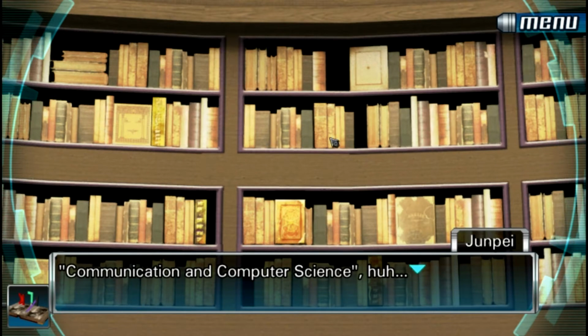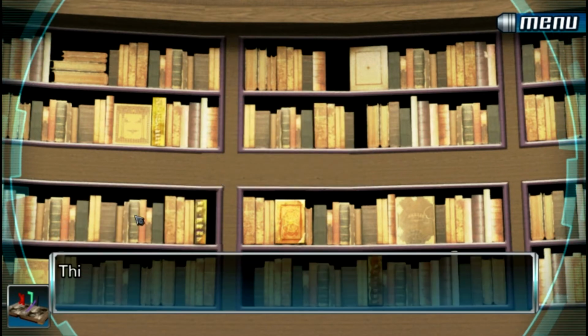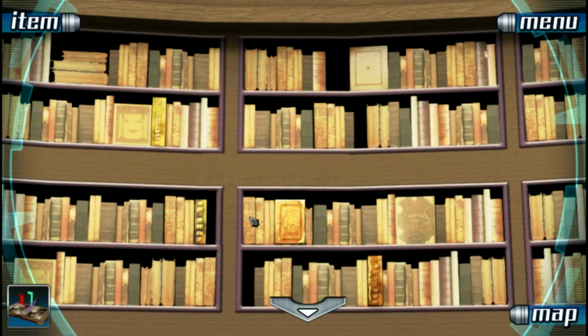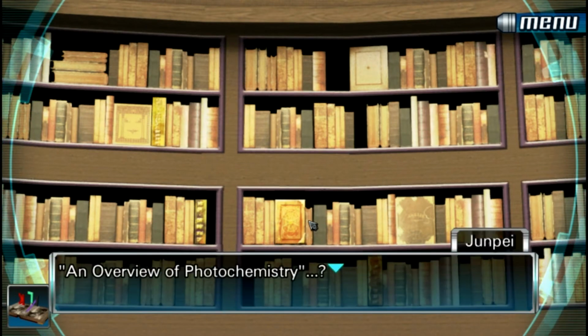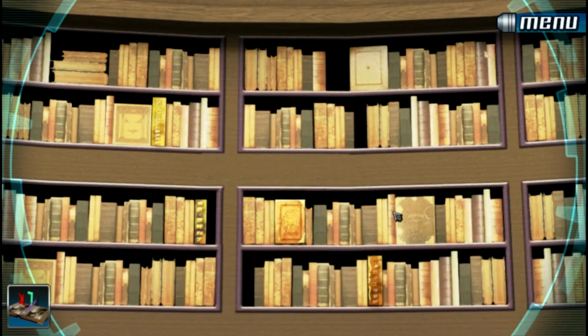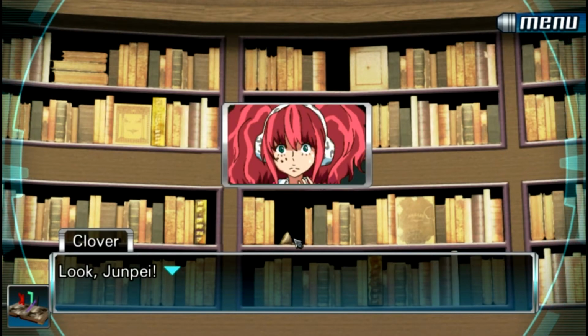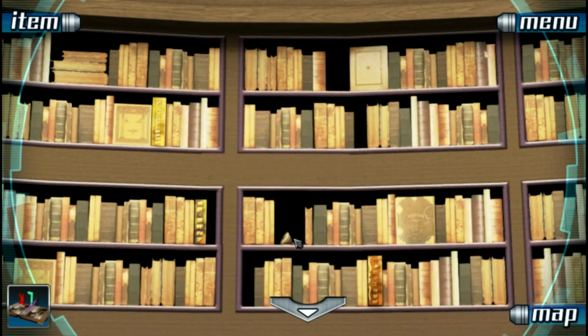I mean, what is this section? This definitely feels like a section for technology stuff. Communication and Computer Science. Oh. That's a pretty generic title. To be honest, it's so vague, I don't really know what it might be about. Yeah, it sure feels pretty generic. Maybe it is for a student or something like that. An overview of photochemistry? I think whoever set this up wanted us to see the cover, not the spine. That's looking lucky. Looks like there's a whole lot of space behind these books. Look, Junpei! I think there's something hidden behind the books. Yeah, there sure is. Another powerful light bulb.